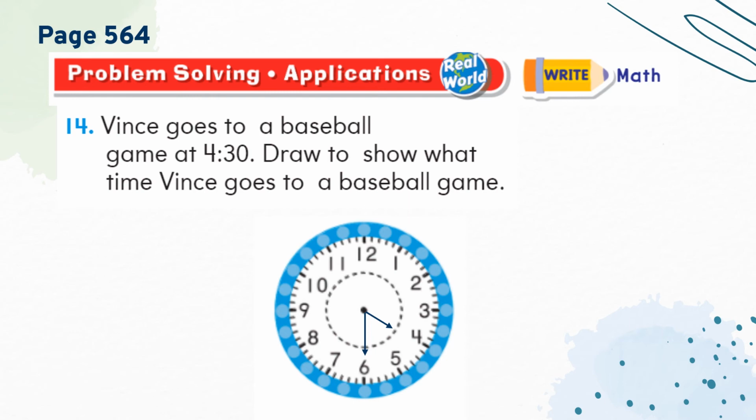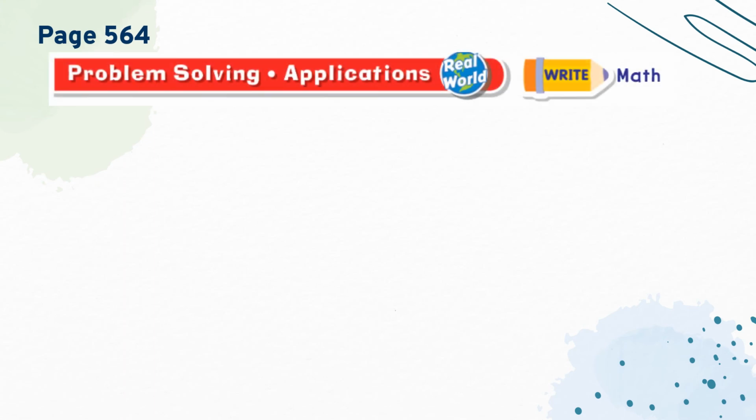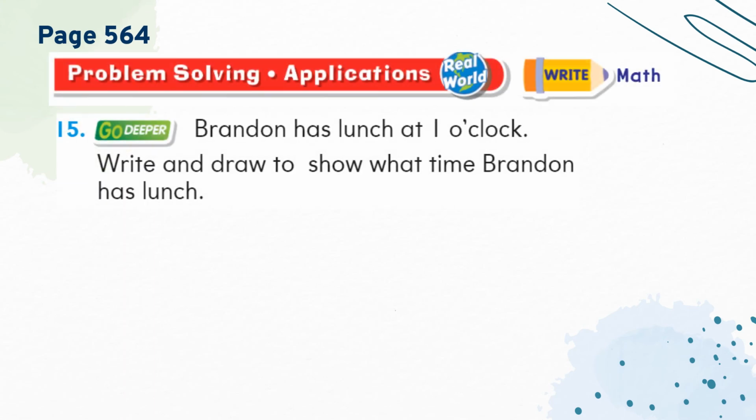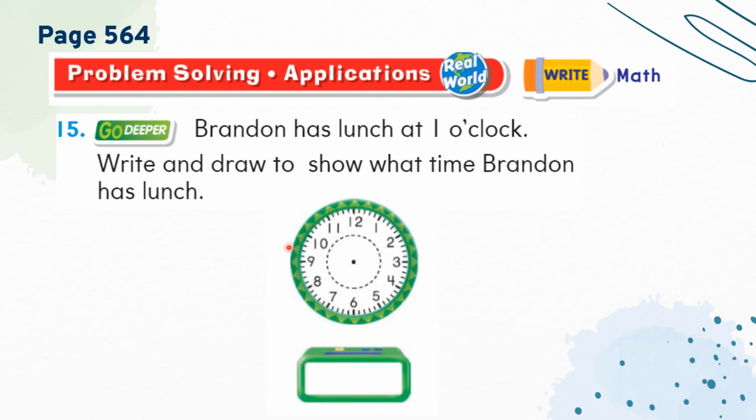Now on the same page 564, let's look at another problem solving application question. Brandon has lunch at 1 o'clock. Write and draw to show what time Brandon has lunch. Again, we have the analog clock, but this time we have a digital clock as well. So we are going to write the time in digital form as well. We have to show 1 o'clock on the analog clock.